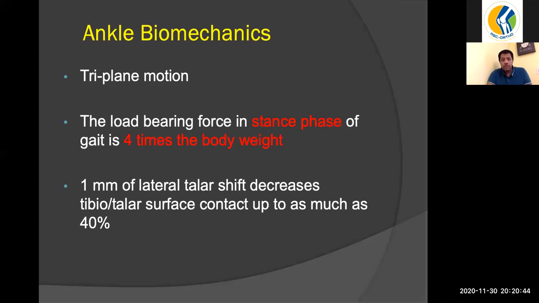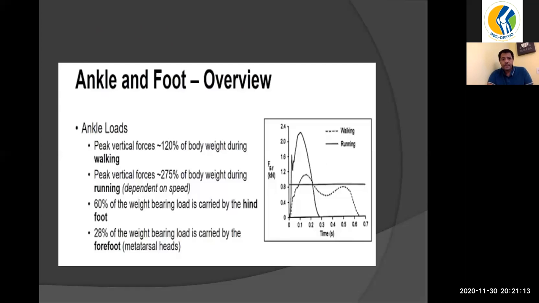For example, if you have any abnormality in the joint, like the talus is not in its place within the medial and lateral malleolus and in direct contact with the distal tibia, it leads to major disruption and wrong distribution of the body weight. Like in this example, for 1 millimeter of talar shift, you distribute 40% outside the joint.